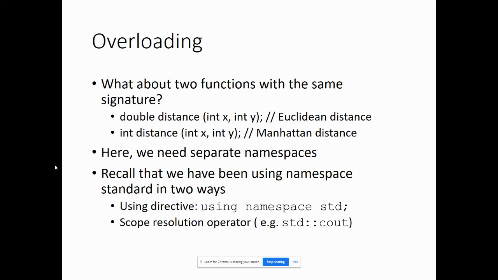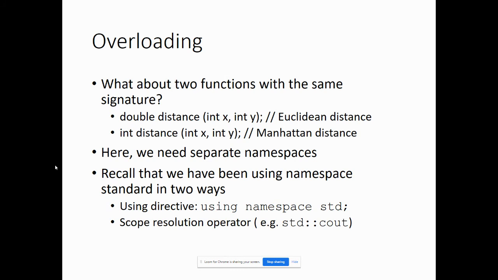What about 2 functions with the same signature? So if you've taken geometry, you may recall there are different types of distance. One of those is the classic Euclidean distance, where distance is equal to the difference of the x and y values squared and taking the square root. And then there's the Manhattan distance, which is basically the difference in the number of blocks that we would have to walk. Here we would need separate namespaces to accomplish this.